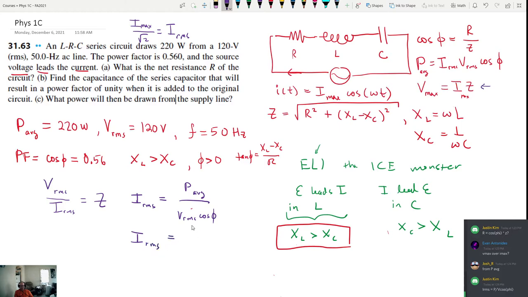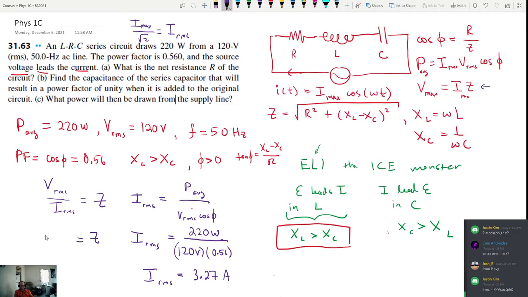Let's actually just calculate what it is. So average power was 220 watts divided by VRMS, which is 120 volts, and we multiply by cosine phi, which was 0.56, and we get IRMS then. I got 3.273, so this is 3.27 amps. And then we find Z from here, which again, we might need later.